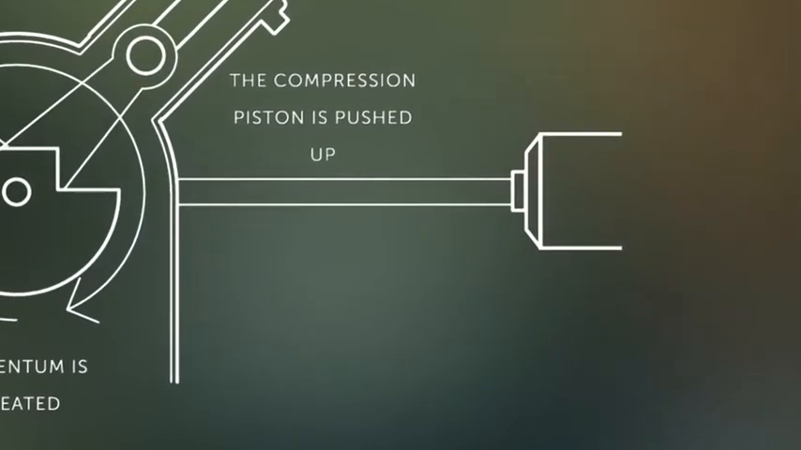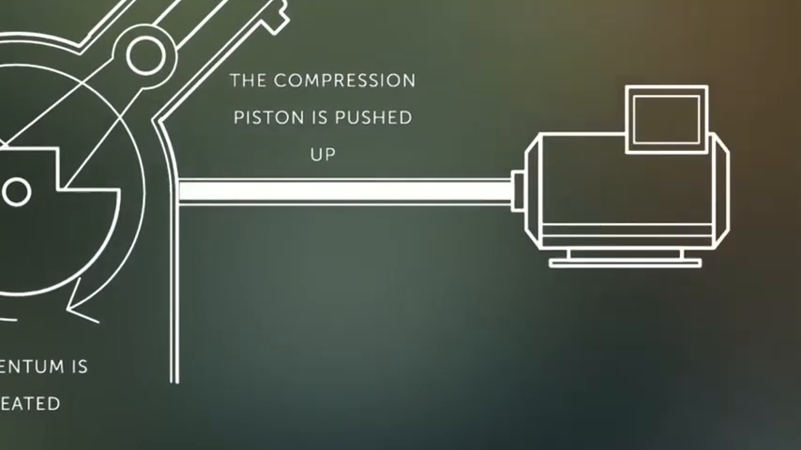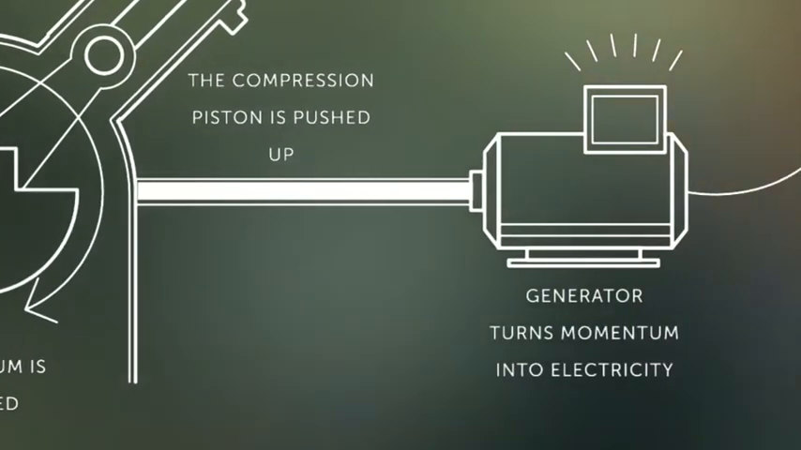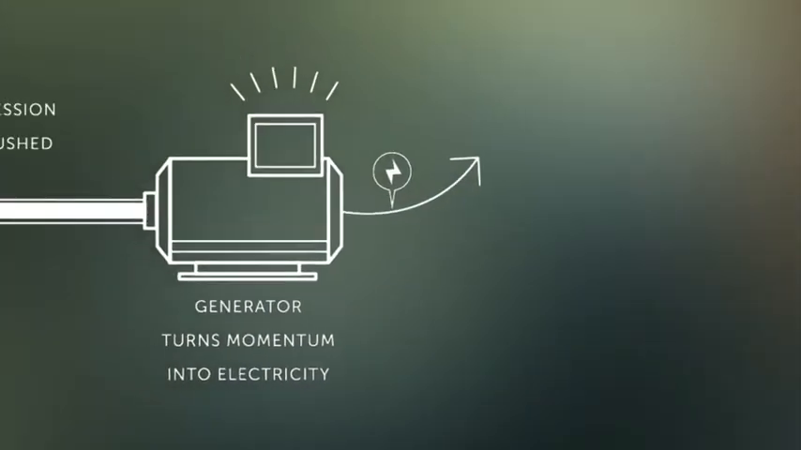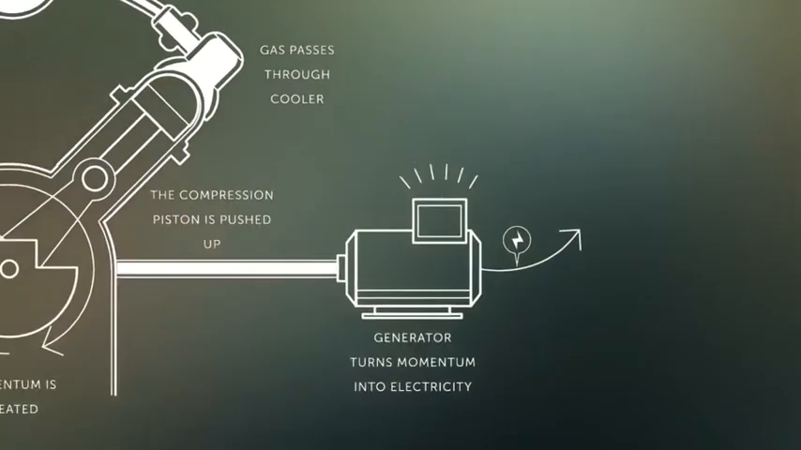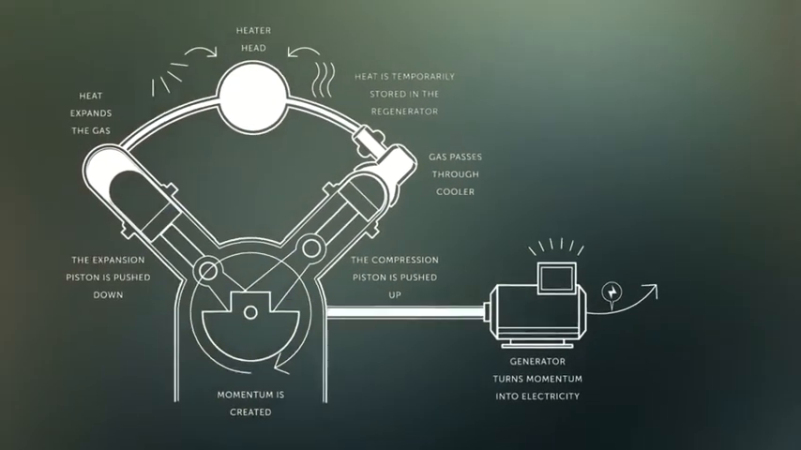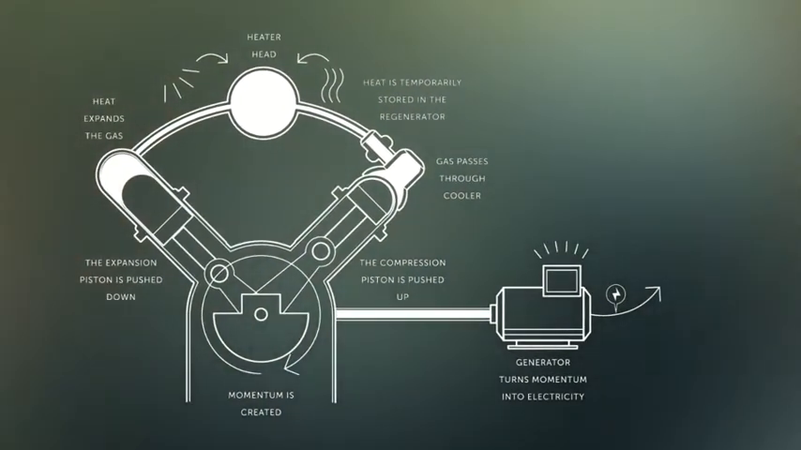And the similarity to a car engine is that you actually have a crankshaft here. This crankshaft is directly connected to a generator, thereby producing electricity with, in the solar solution, no emissions whatsoever, and on the CHP solution with very small emission.